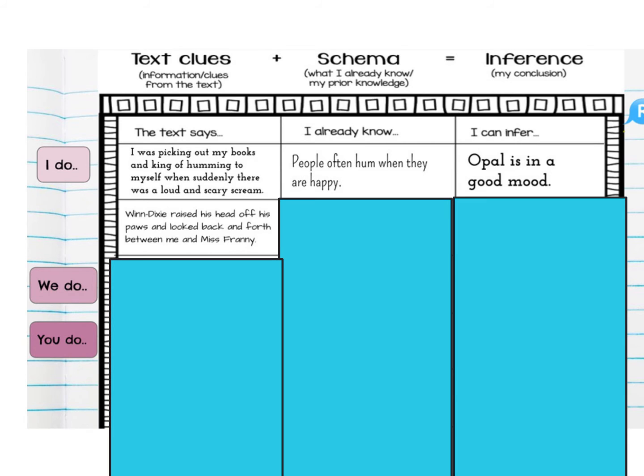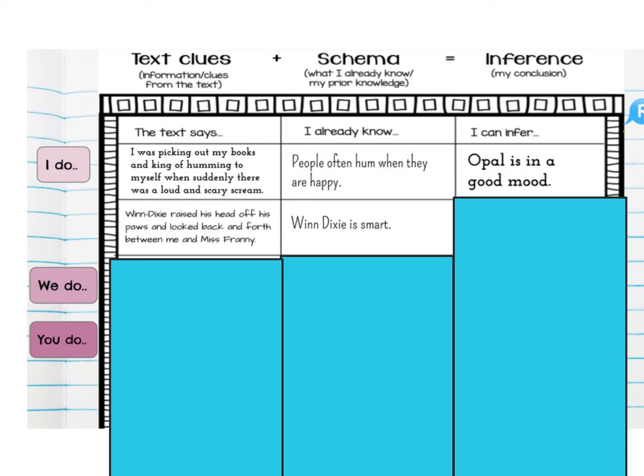Winn-Dixie raised his head off his paws and looked back and forth between me and Miss Franny. So remember, Winn-Dixie's a dog. So Winn-Dixie looked back and forth, back and forth. I already know something about Winn-Dixie. Winn-Dixie is very smart. So I can infer something. I want you to think with me about what we can infer. Based on that clue, Winn-Dixie raised his head off his paws and looked back and forth. And I already know that Winn-Dixie is smart. What can I infer? Talk about it with your partner.